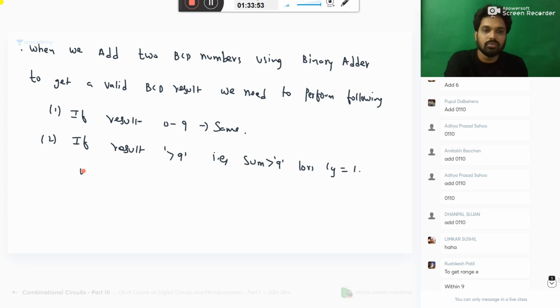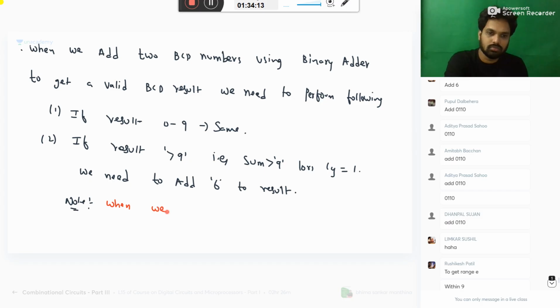If result greater than 9, that is sum greater than 9 or carry equal to 1, we need to add 6 to the result. Make a note, very important. When we add 6, always carry in BCD result is equal to 1. Keep this point.